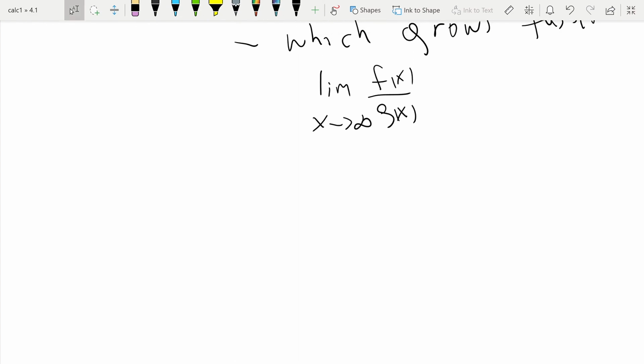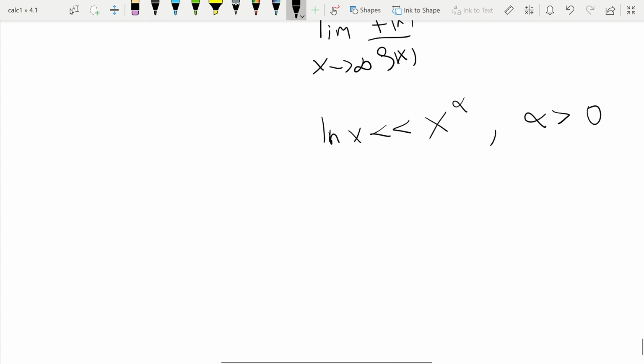Some things you need to know is that natural log of x always grows slower than x to any positive power, alpha. So if alpha is greater than 0, x to the alpha is always going to grow faster than natural log of x. In the same way, e to the x always grows faster than any polynomial.